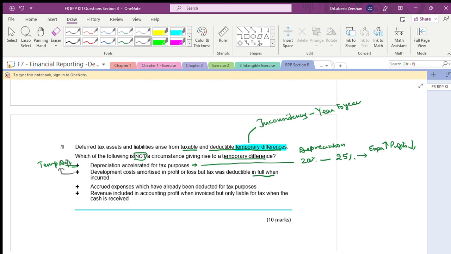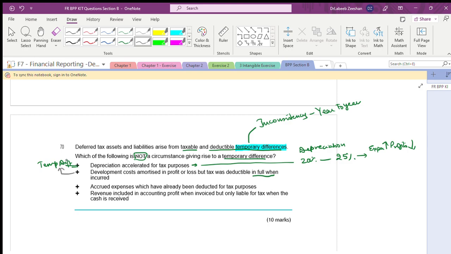Accrued expenses which have already been deducted for tax purpose. You have deducted expenses and we are not having any adjustments. This is only one standalone value. We don't have any other thing. Next, we'll come to the next one.